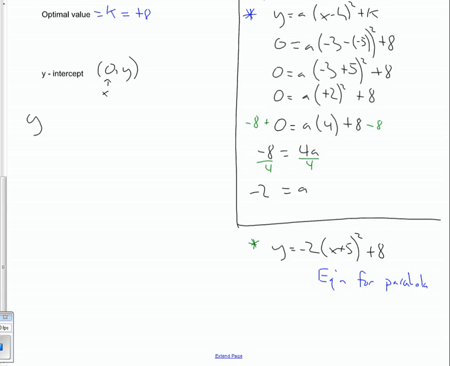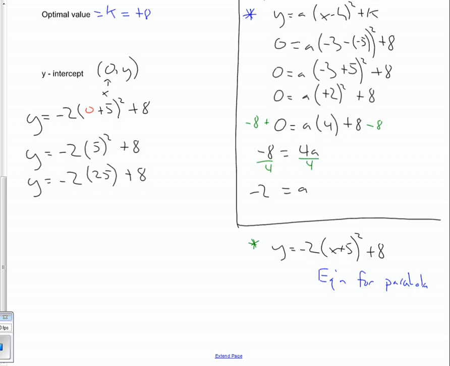So I'm going to end up with y is equal to negative 2 times 0 plus 5 squared plus 8. So I'm going to get negative 2 times 5 squared plus 8. y is equal to negative 2 times 25, because 5 squared is 25. Again, plus 8. Got to do the multiplication here. So I got negative 2 times 25, and that gives me negative 50 plus 8. And so the final answer for y is that it's negative 42, because negative 50 plus 8 is negative 42.